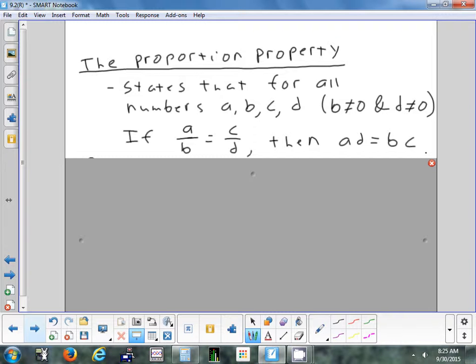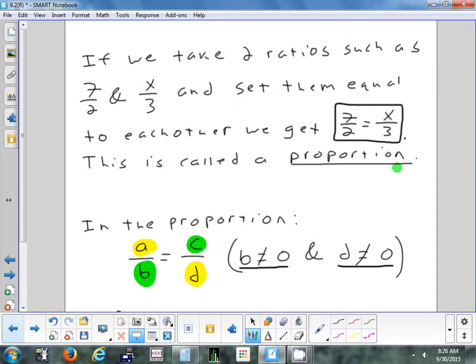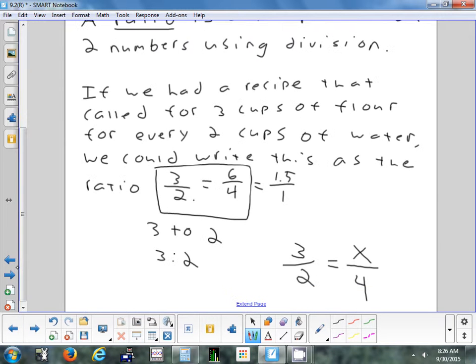If you take A times D, what are those called again? Those are the extremes. And then you take B times C, what are those called? The means. They come out equal. That always happens. A times D has to equal B times C. In fact, I can show you with one proportion we had earlier. What's 3 times 4? 12. What's 2 times 6? 12. There you go. They always come out the same.